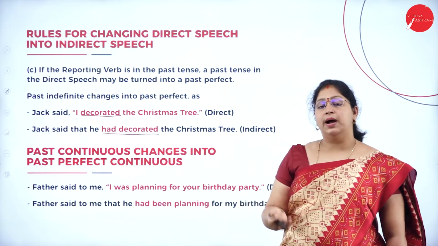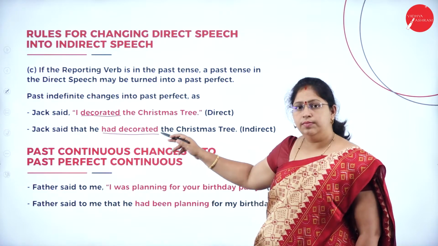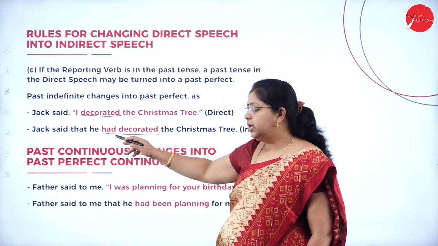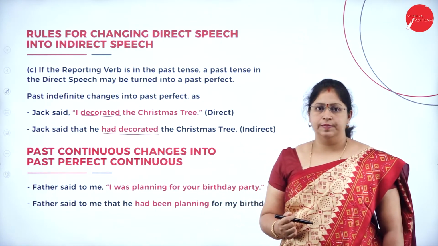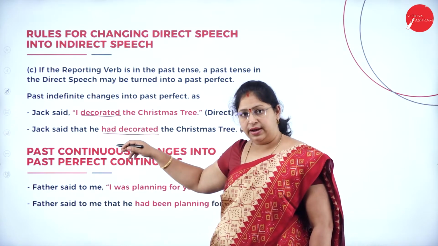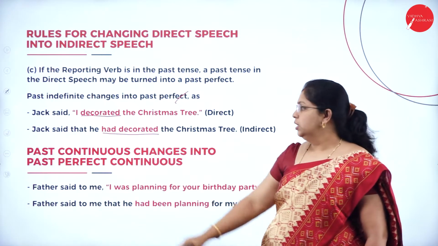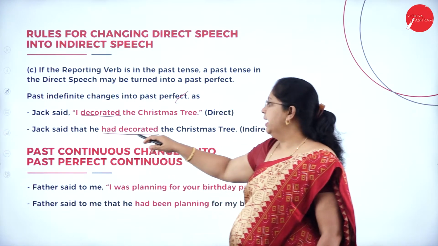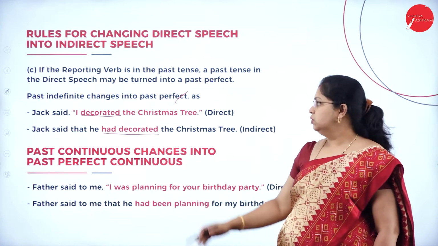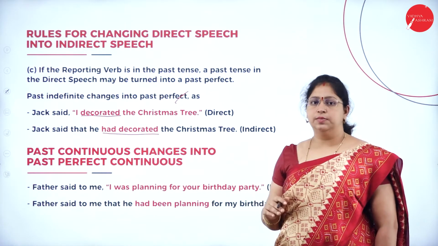Had indicates past perfect tense. The D form, the past tense of any verb, must take had if it is past perfect. So, it has been done here. Here there is no have, but still we have added had because we need to make it past perfect, correct? So, Jack said that he had decorated the Christmas tree. This is the rule when we are changing simple past to past perfect.